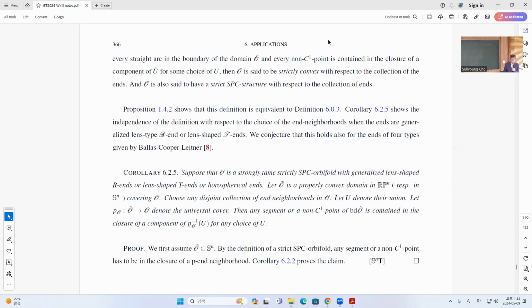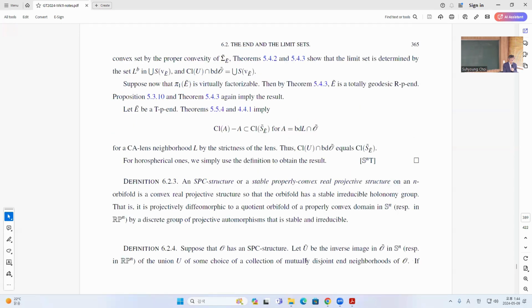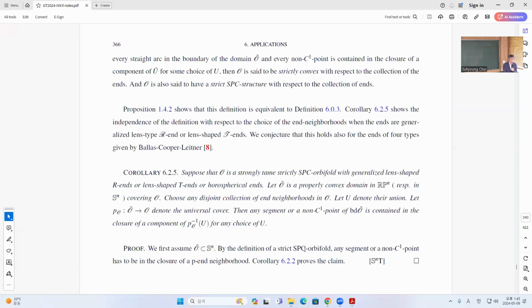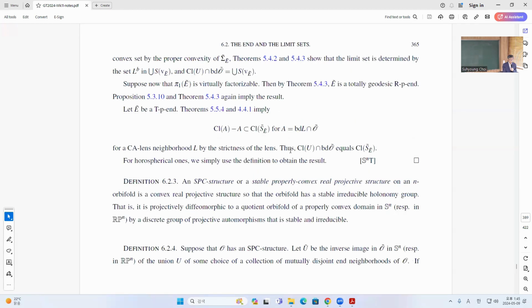So it will have to be a strictly SPC structure with respect to the collection of ends. So it is repeated, but for this sub case here, we have this restriction on the end. Okay. So this is actually independent of the choice of U, because the set which it intersects is invariant.